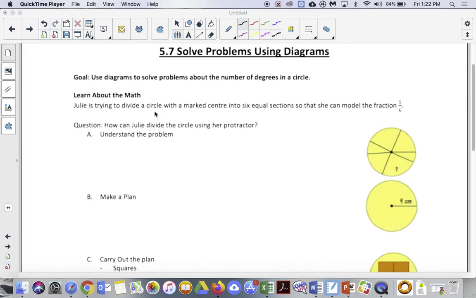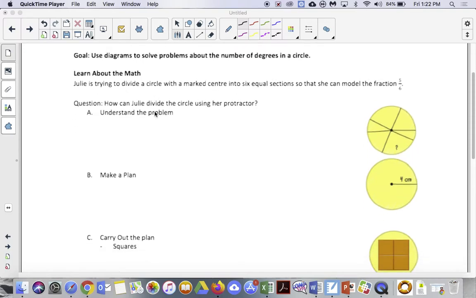Hello, this is Math 7, Lesson 5.7, Solve Problems Using Diagrams. This is a continuation of our measurement unit, and I always like to wrap up my units with problem solving. And when we're problem solving, there are 4 steps we must go through.